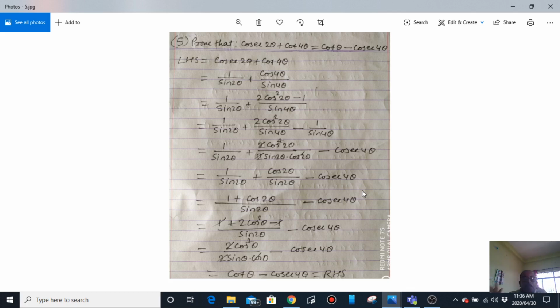So next step, combine these two. So take LCM sin 2 theta, 1 plus cos 2 theta, minus cosec 4 theta. You know 1 plus cos 2 theta is 2 cos square theta minus 1, this 1 and 1 cancelled, and sin 2 theta is 2 sin theta cos theta. So 2 cancelled, cos square theta by cos theta, so cos theta got cancelled. So what is left? Cos theta by sin theta is left, that is cot theta, and this part is minus cosec 4 theta. So in this way you can get RHS.